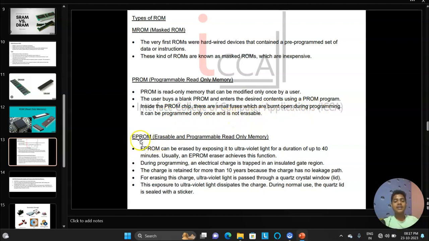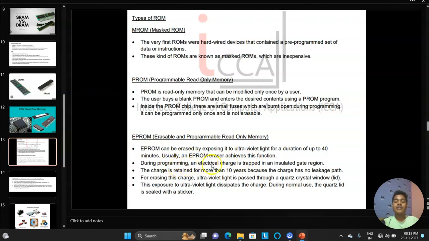The next type is EPROM. EPROM stands for erasable and programmable read-only memory. EPROM can be erased by exposing it to ultraviolet light for a duration of up to 40 minutes. Usually, an EPROM eraser achieves this function.